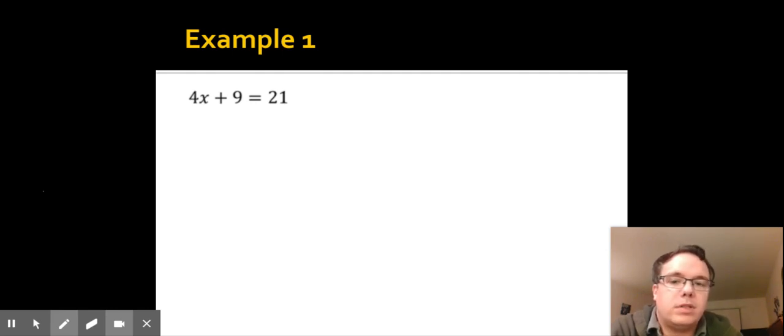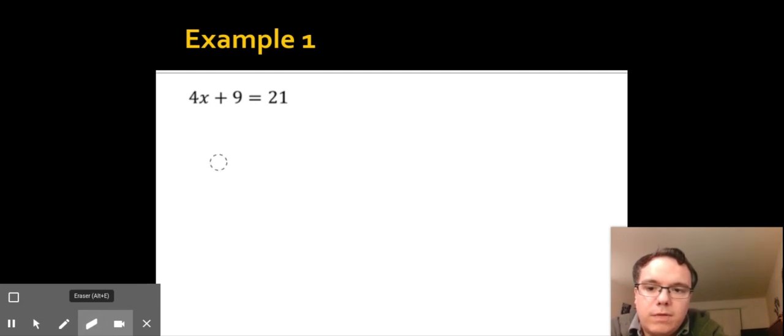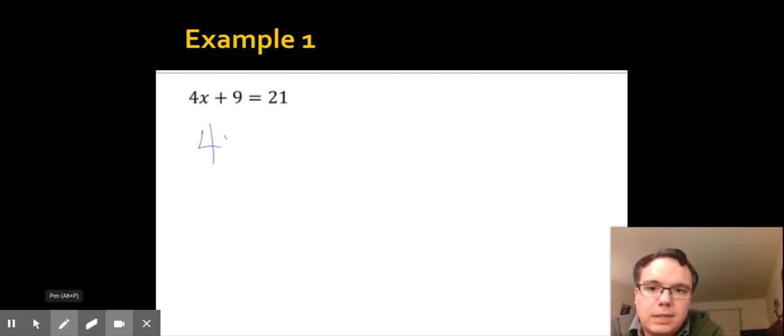So to solve 4x plus 9 equals 21, the first step you take is to subtract 9 from each side, because that's the inverse of adding 9. In Algebra 1, we made you put a minus 9 and a minus 9 on each side. In Algebra 2, if you want to skip showing that step, you can. So if we subtract 9 from each side, we're going to get 4x equals, and then 21 minus 9 is 12.